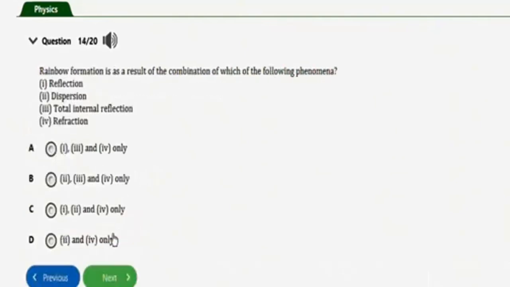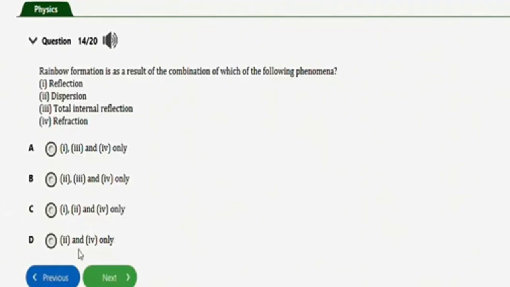Next question is this one. It says rainbow formation is as a result of the combination of which of the following phenomena: reflection, dispersion, total internal reflection, refraction. So the correct option will be the list that includes dispersion, total internal reflection, and refraction. Option B, I, and IV only. Alright, reflection is not among.